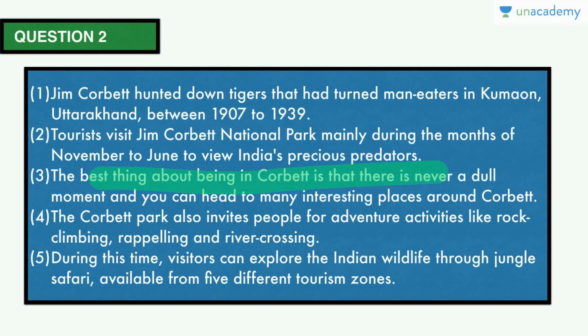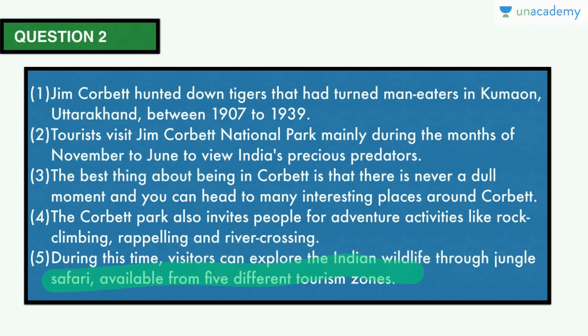Okay, let's read properly. Jim Corbett hunted down tigers that had turned man-eaters in Kumaon. Tourists visit Jim Corbett National Park mainly during the months of November to June. The best thing about being in Corbett is that there's never a dull moment and you can head to many interesting places. The Corbett Park also invites people for adventure activities like rock climbing during this time. During what time? November to June. Visitors can explore Indian wildlife through jungle safari.